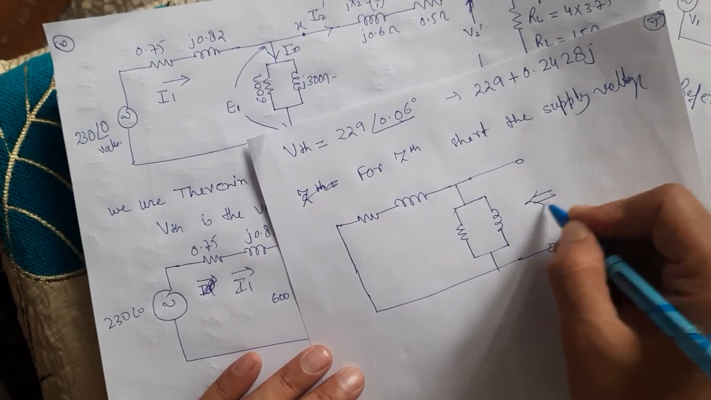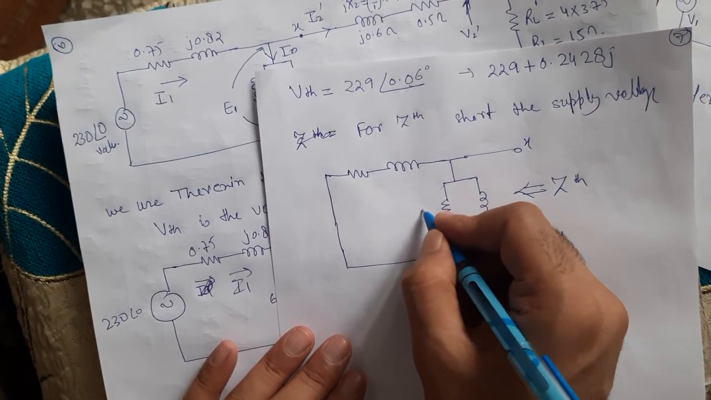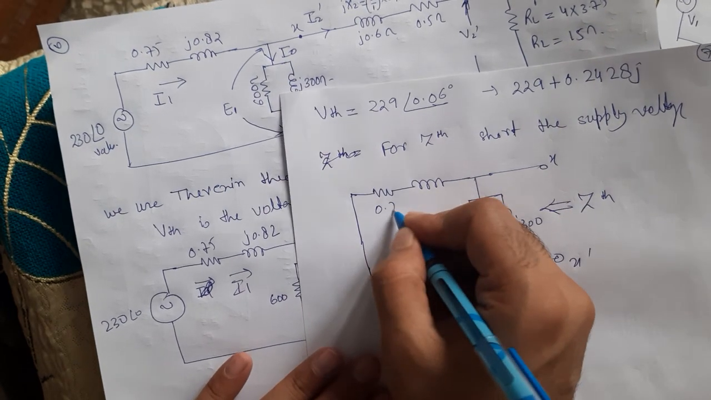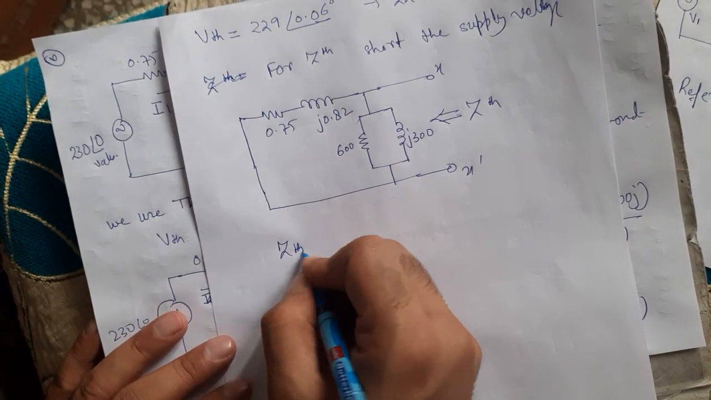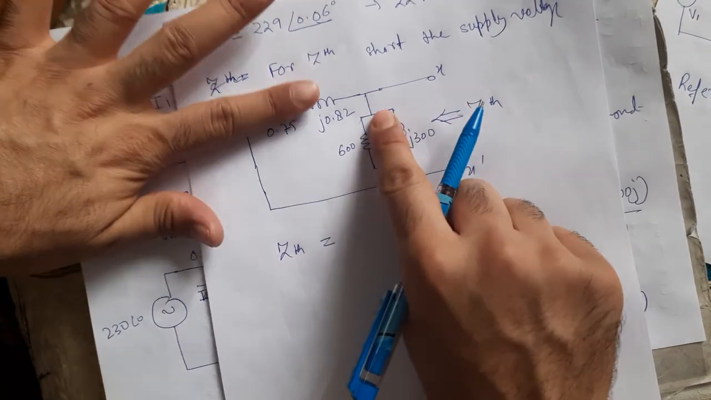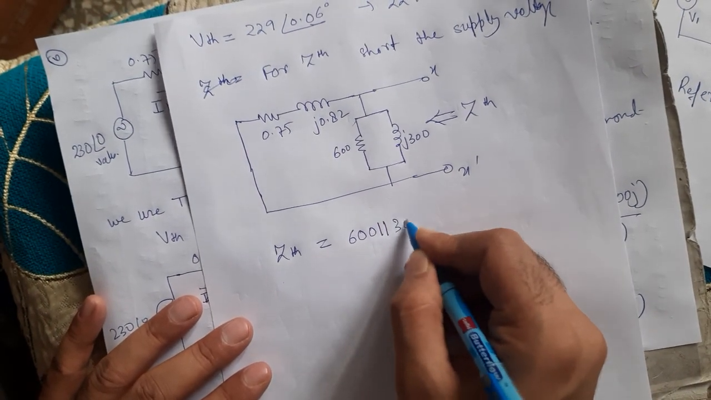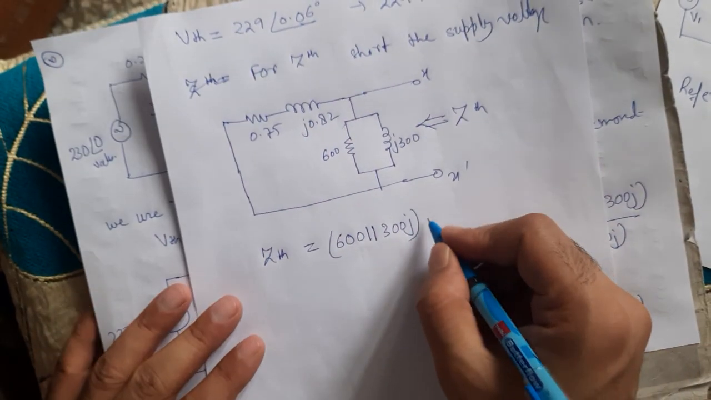So if you look from this end, it will be ZTH. This is X dash, it is 600. It is j300. It is 0.75. It is j0.82. So what will be ZTH? ZTH will be nothing but these two branches in parallel. So it will be 600 parallel 300j, which is the impedance of this branch.